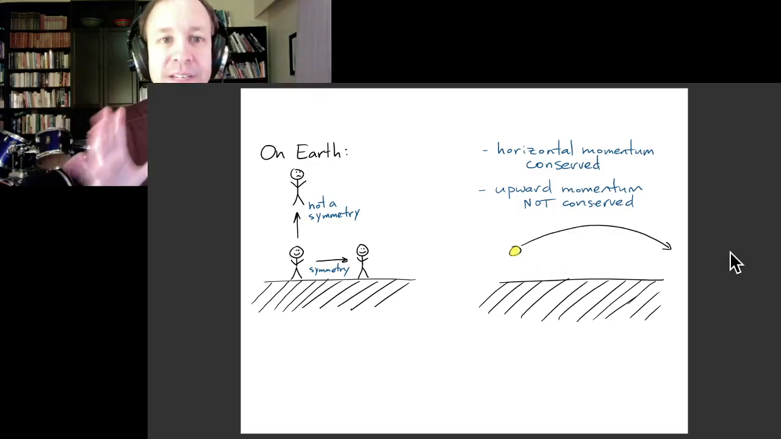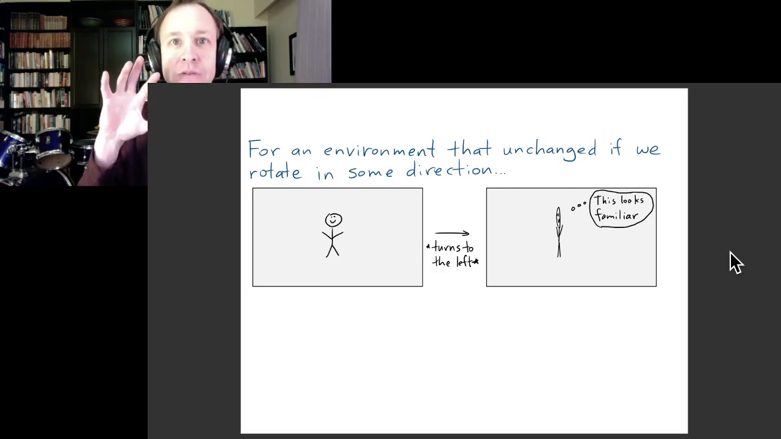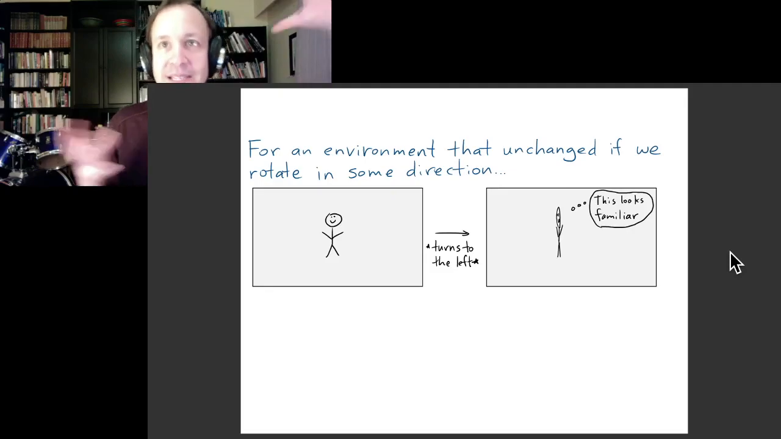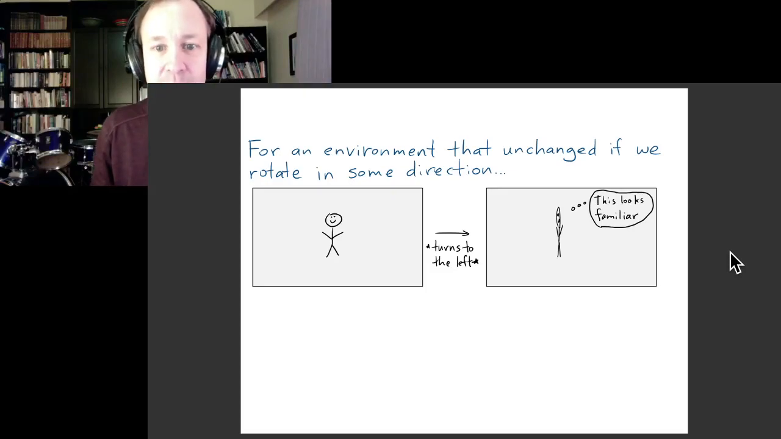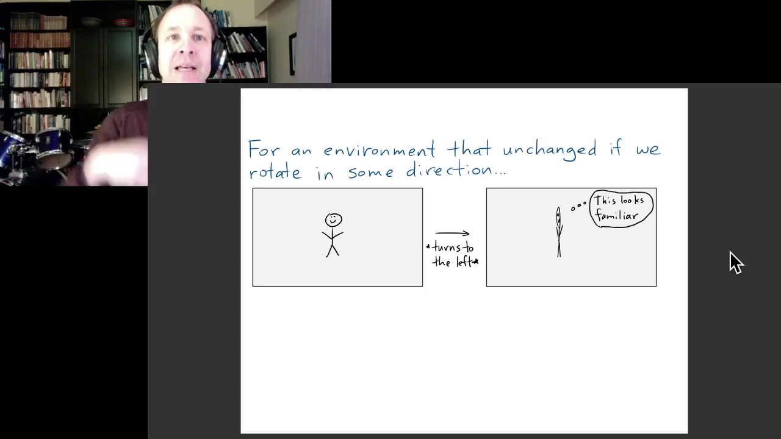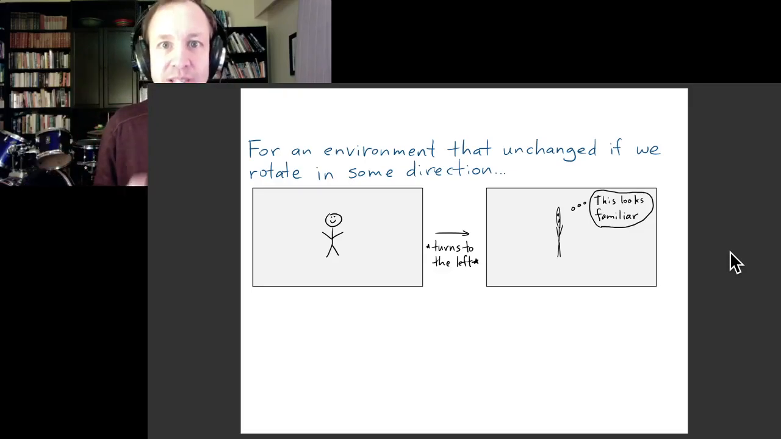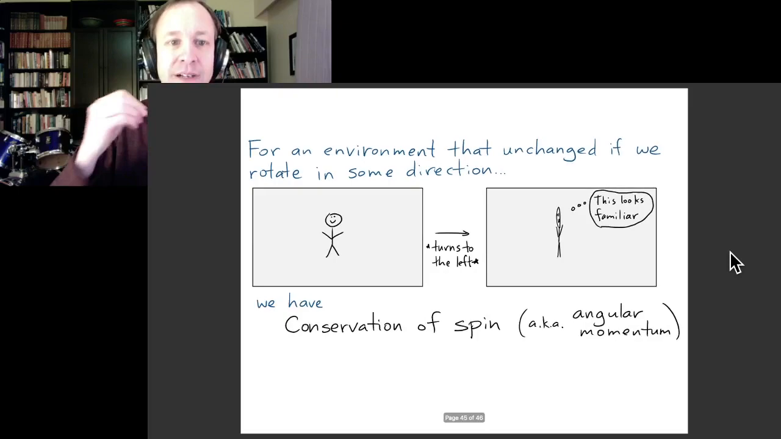Okay, so to finish, I want to talk about one final type of symmetry and the corresponding conservation law. The final kind of symmetry that we have is a symmetry of rotations. That would be that if you're out in empty space again, and you rotate in any direction you want, everything is going to look the same as before. According to Noether, there should be another conservation law because that's a separate symmetry from the ones we discussed. This other conservation law is called the conservation of angular momentum, or sometimes the conservation of spin.